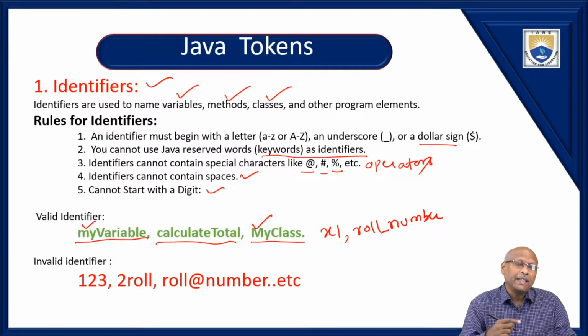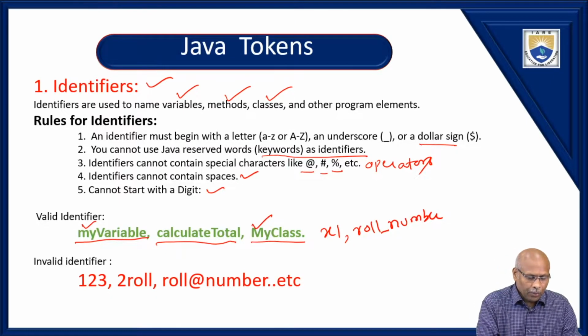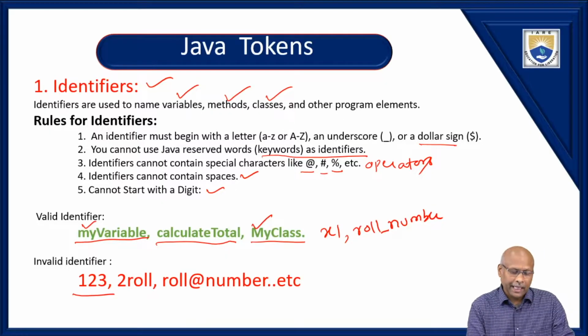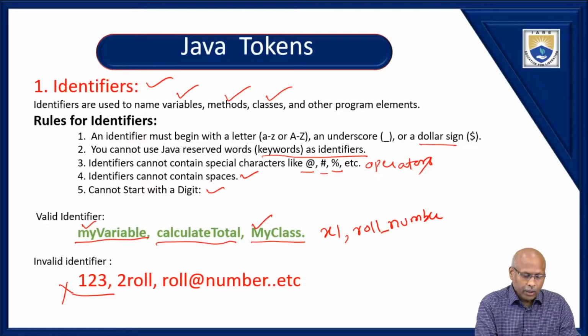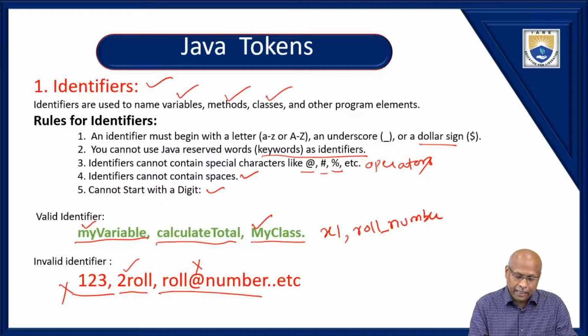Because when you are compiling, the compiler will say whether it is valid or not. If it is valid, okay. If it is invalid, then the compiler will give an error. Now, I cannot write 1, 2, 3 because it starts with a digit. Digits are not allowed, so it is an invalid identifier. Next, 2 roll. It is starting with a digit, not allowed. Roll at the rate number. The at the rate symbol is there, so it is also not allowed in the identifier.